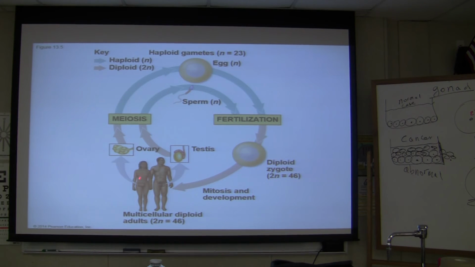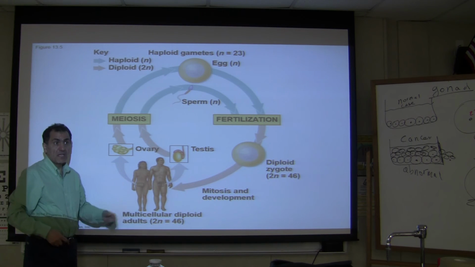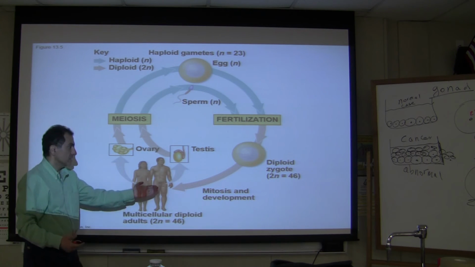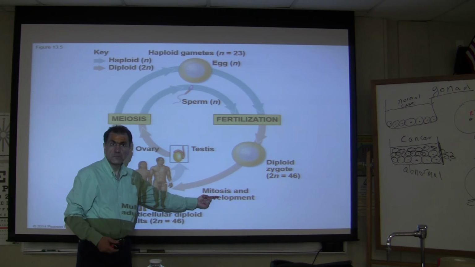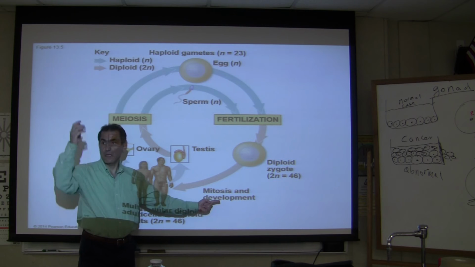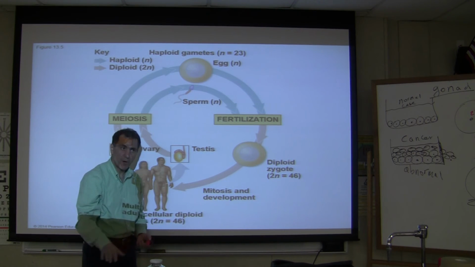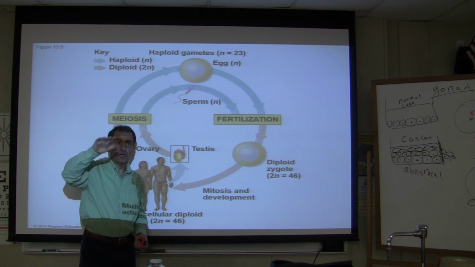Zygote in the female, of course, in the uterus of the female, the zygote undergoes what process? Mitosis, for 9 months until you were born. Am I making some sense? After you're born, still mitosis occurs.